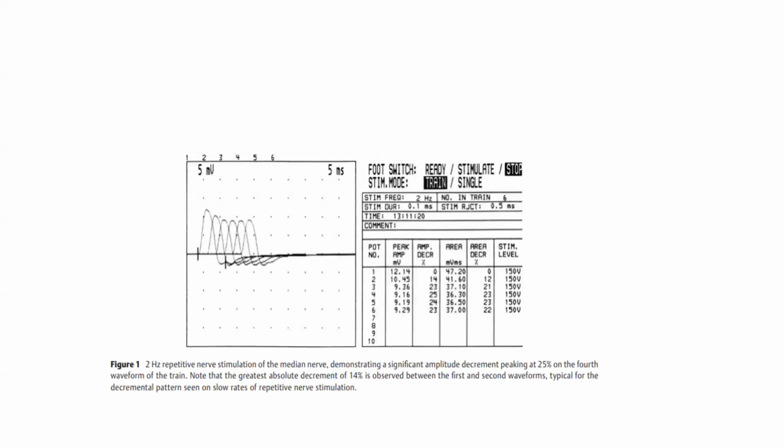This is the diagram which shows 2 Hz repetitive nerve stimulation of the median nerve, demonstrating significant amplitude decrement peaking at 25% on the fourth waveform of the train. Note that the greatest absolute decrement of 14% is observed between the first and second waveform, which is typical for the decremental pattern seen on slow rate of repetitive nerve stimulation.